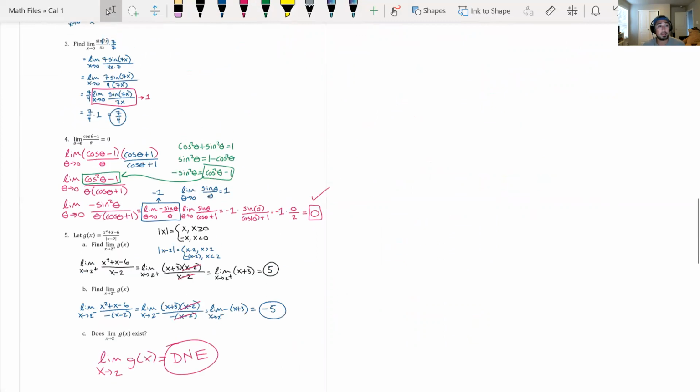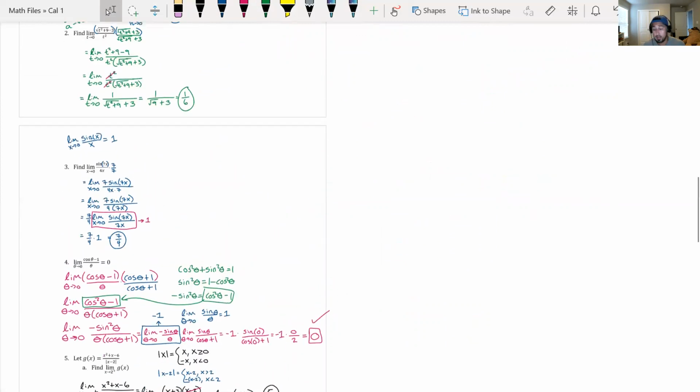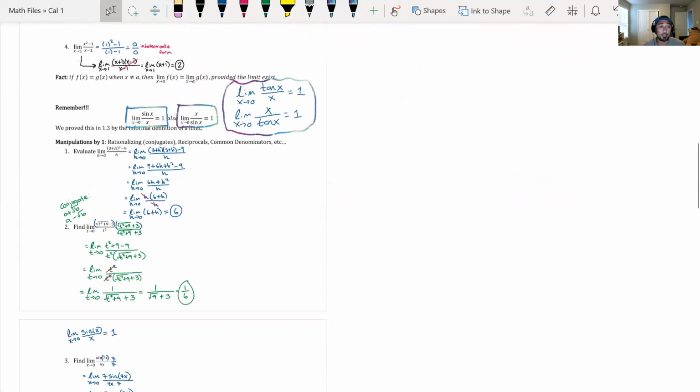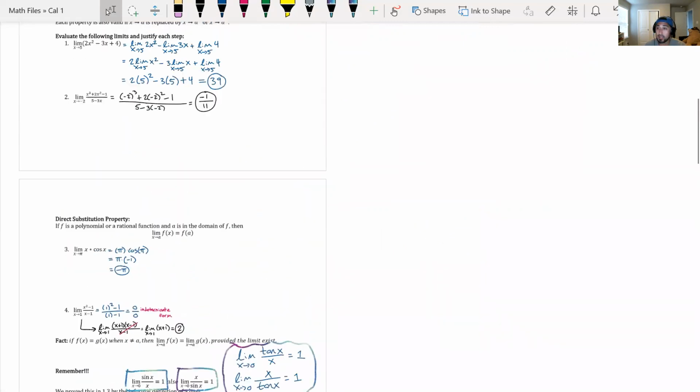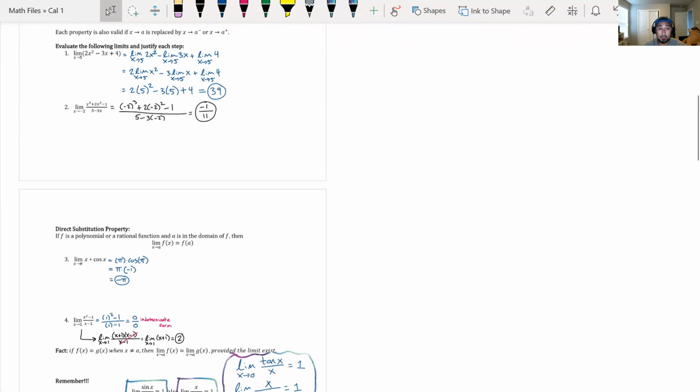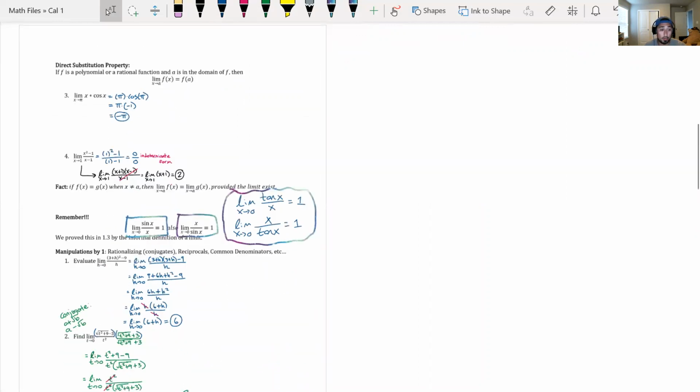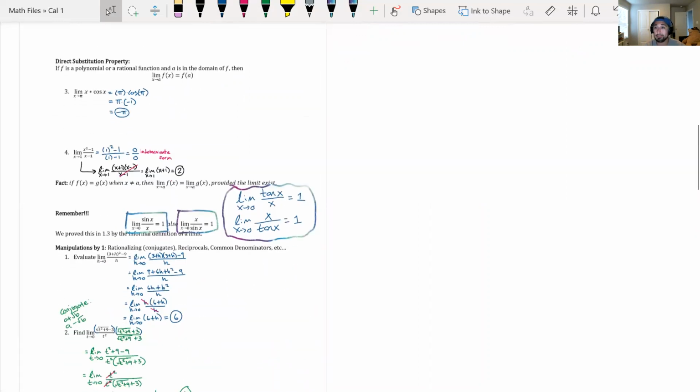Okay, and that is calculating limits algebraically, right? Algebraically and using limit identities that we have proven. Okay, and remember, your best friend is 1. Manipulate by the most powerful number, 1. All right, that's it.